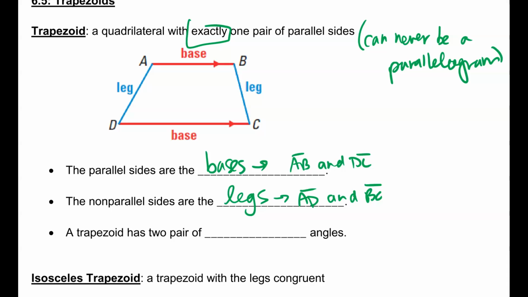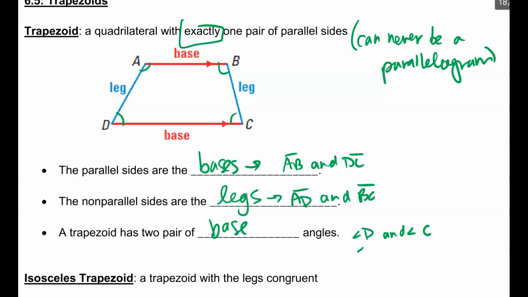So a trapezoid has two pairs of base angles. And the base angles, this is one set, angle D and angle C. And then we have another set of base angles, A and B. Angle A and angle B. All right, so that is the definition of a trapezoid.